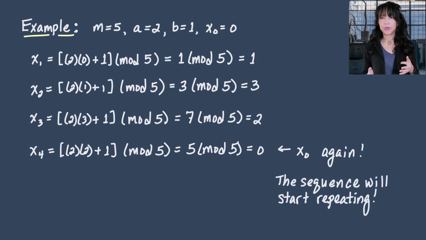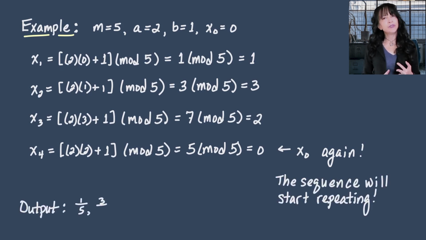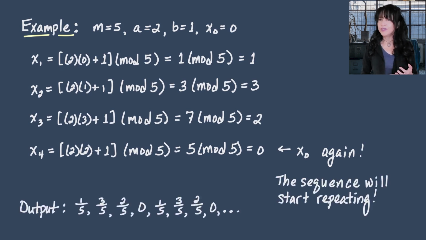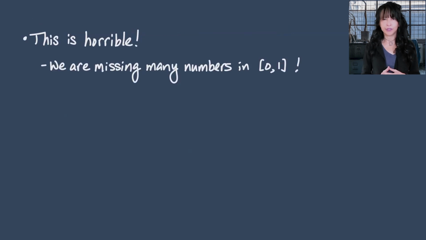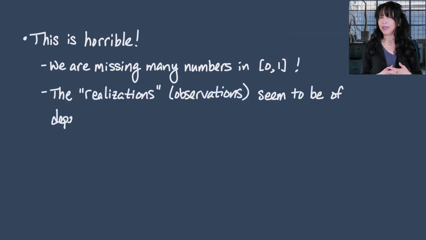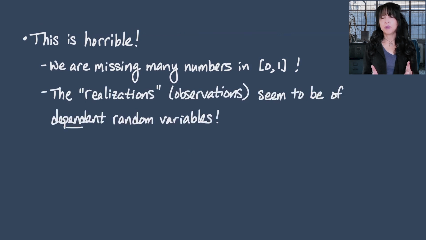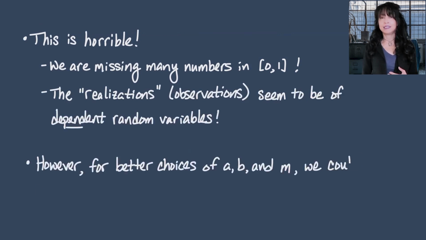I get the output, not including the initial seed, of 1/5, 3/5, 2/5, 0. 1/5, 3/5, 2/5, 0. This is absolutely horrible. These are supposed to look like IID draws of a uniform 0, 1 random variable on the interval from 0 to 1. First of all, we're missing a whole lot of real numbers between 0 and 1. Second of all, they look really, really dependent. This is terrible.